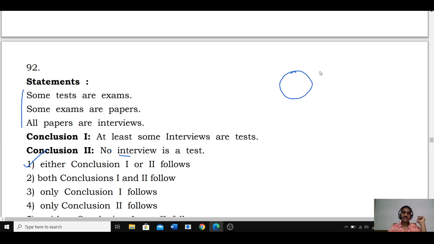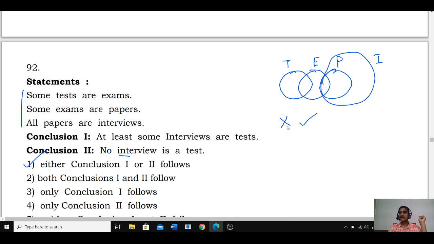Draw the diagram. Some tests are exams, these are the tests which are exams. Some exams are papers. All papers are interviews. All these papers are what? Interviews. Then first one: some interviews are tests. Where is the interview and where is the test, it became false. First conclusion: no interview is a test. Interview and test, that became true. So the first conclusion is false, the second conclusion is true.